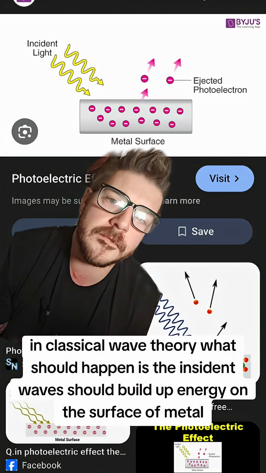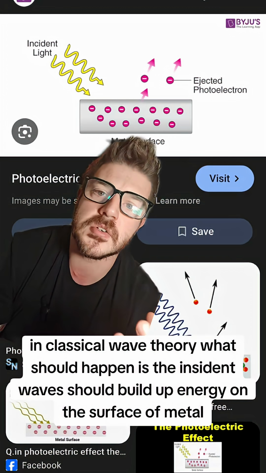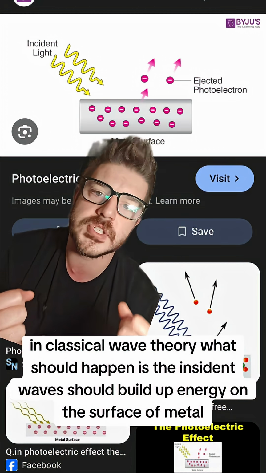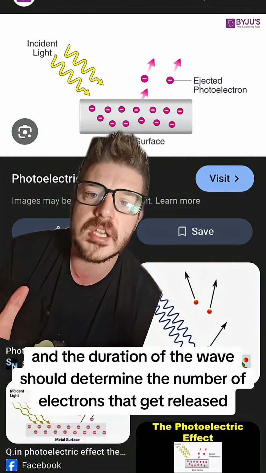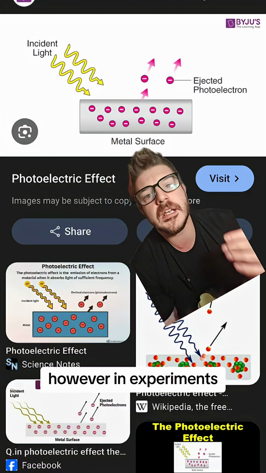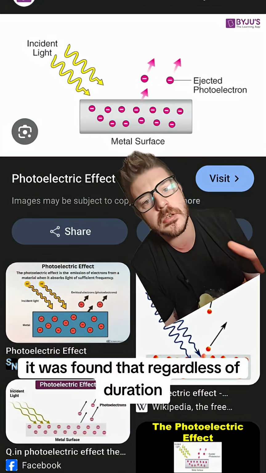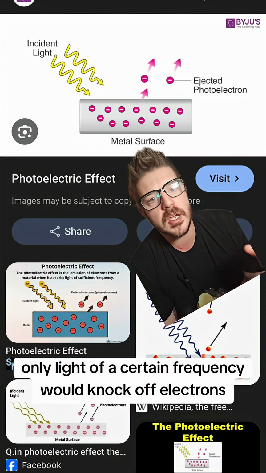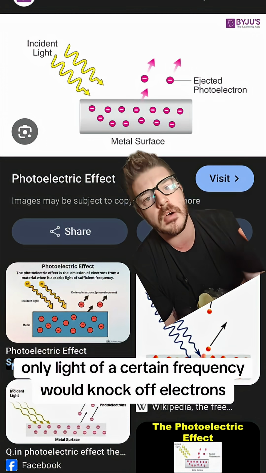In classical wave theory, what should happen is the instant waves should build up energy on the surface of the metal, and the duration of the wave should determine the number of electrons that get released. However, in experiments it was found that regardless of duration, only light of a certain frequency would knock off electrons.